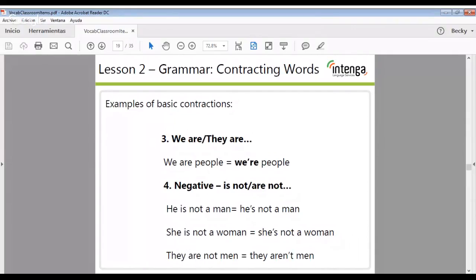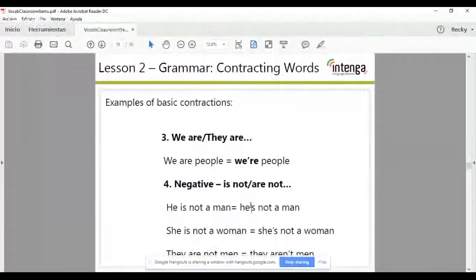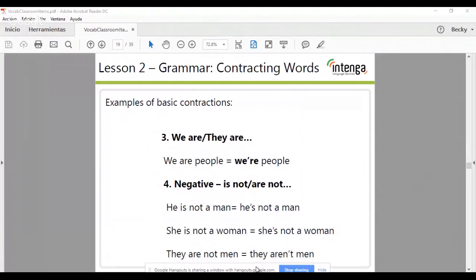So again, just to see, we can have the verb to be with the subject like in the first two, or in this last one, we have the subject separate, and then the negative is added on with the verb to be. Okay. Perfect. Questions? And if I say he's not a man and he isn't a man, is there a difference, meaning difference? Meaning no. Okay.